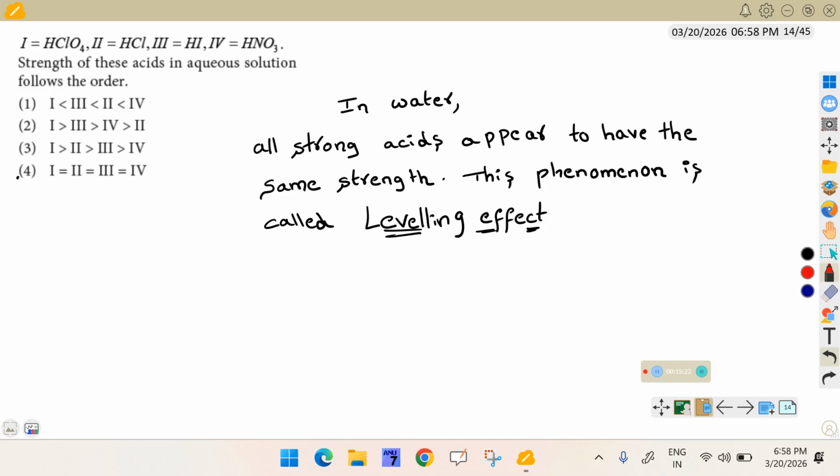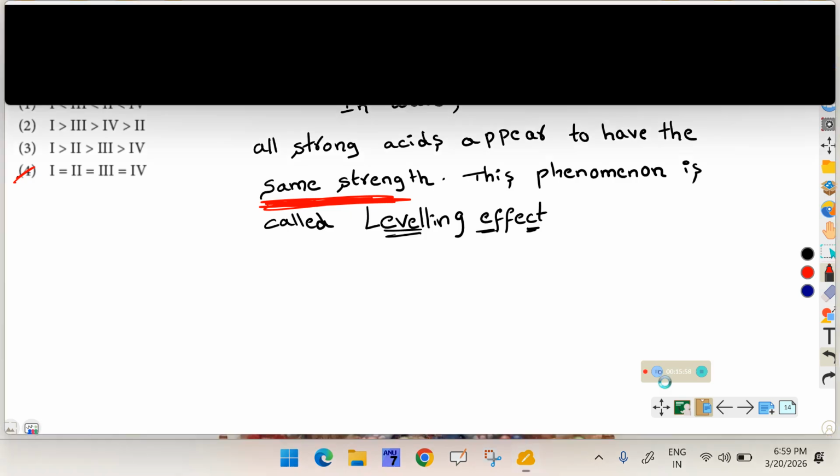HClO4, HCl, HI, HNO3: strength of these acids in aqueous solution. In aqueous solution, the solvent is water. In water, all strong acids appear to have the same strength. This phenomenon is called the leveling effect. So the strength of the acids remains the same: 1 equals 2 equals 3 equals 4.